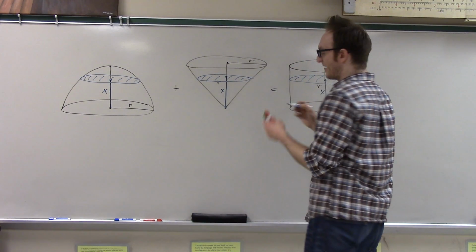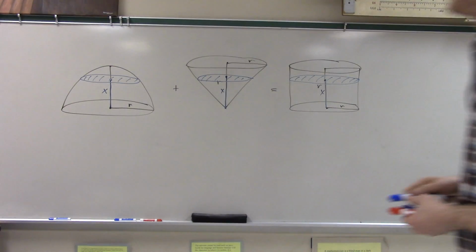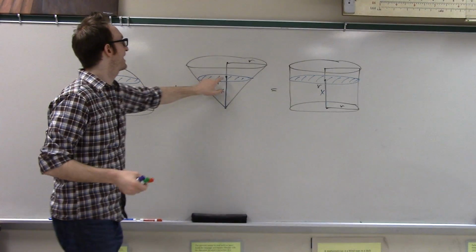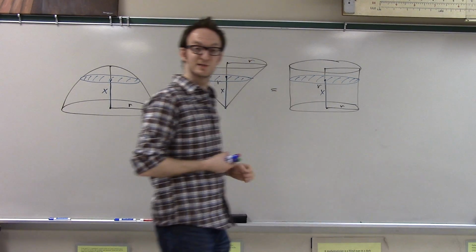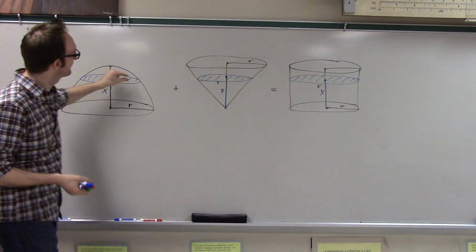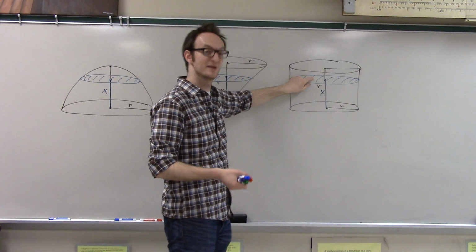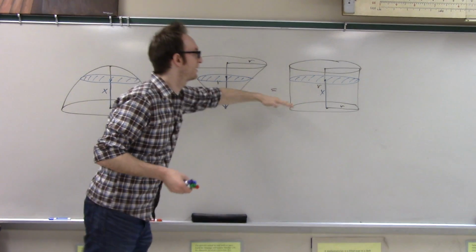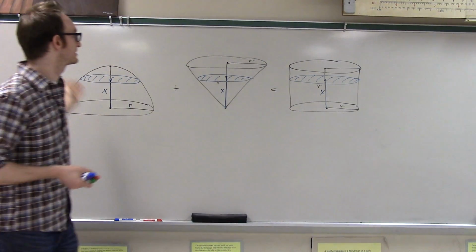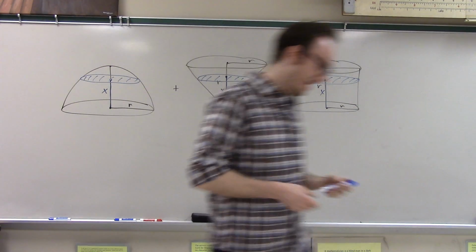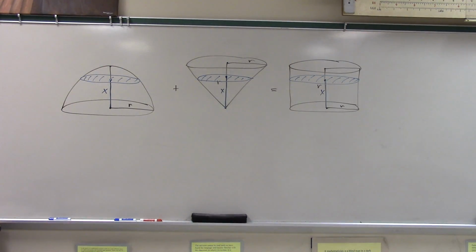What Cavalieri's principle says is, if I can prove that the area of this circle plus the area of this circle equals the area of this circle, then the volume of this infinitely thin slice plus the volume of this infinitely thin slice equals the volume of this infinitely thin slice. And as that holds for all the infinitely thin slices, we'll have proved this relationship. Okay, so why is this true?